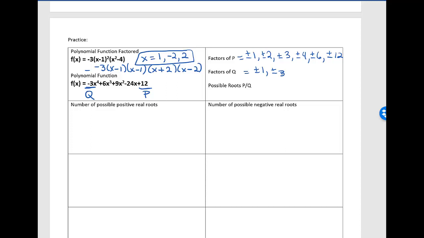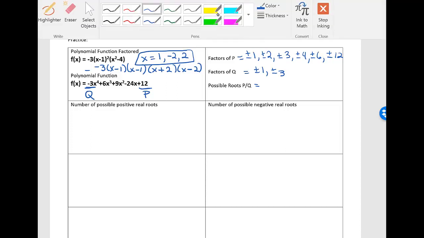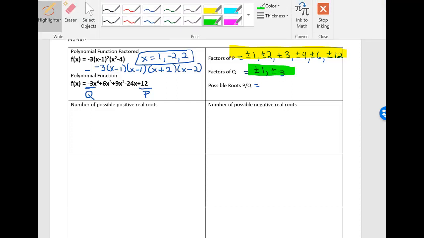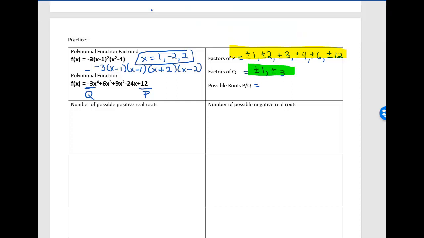Now, to find any possible rational roots, so if it's a rational root, it's going to be in this list. We're going to take every number in p, any number in that yellow, and we're going to put it over every number in this green. And what I like to do is take every number in the top and put it over the 1 in the bottom, and then I'll do every number on top with the 3. If we already have something listed, we don't have to list it again. So first I'm going to take all the p's, which are in yellow, and put them over the number 1, which means I'm getting the exact same list. 1 over 1 is 1, 2 over 1 is 2, 3 over 1 is 3, and so on.